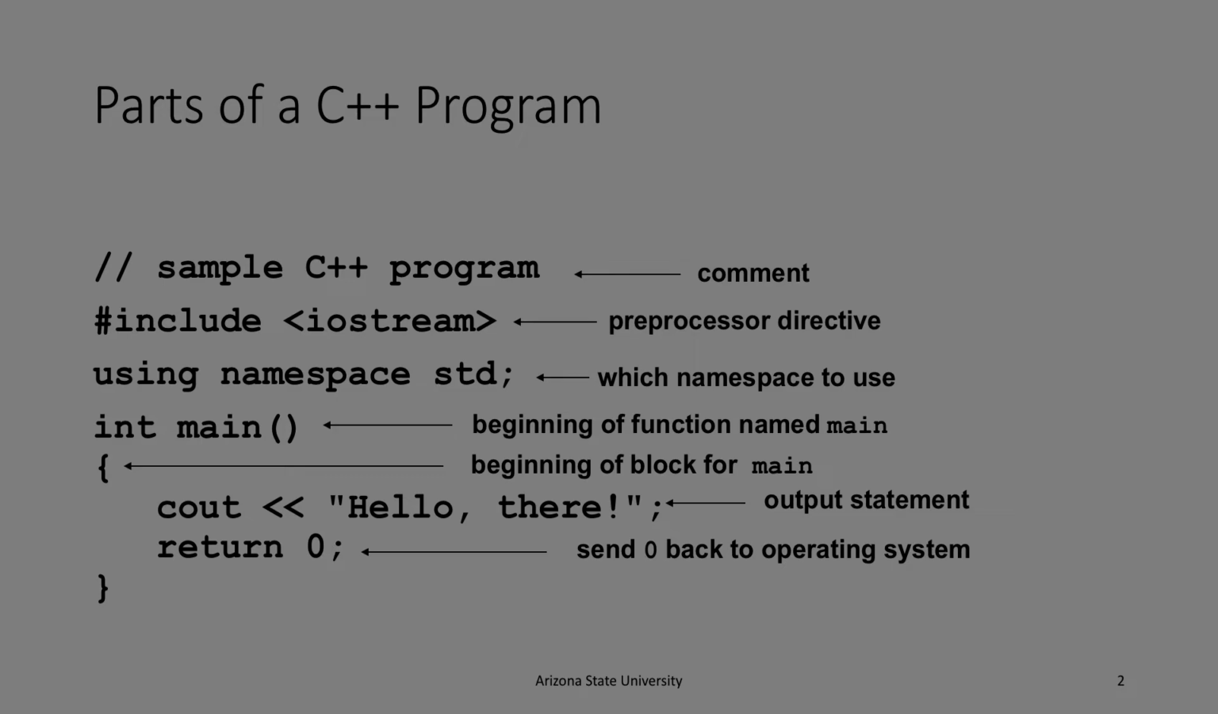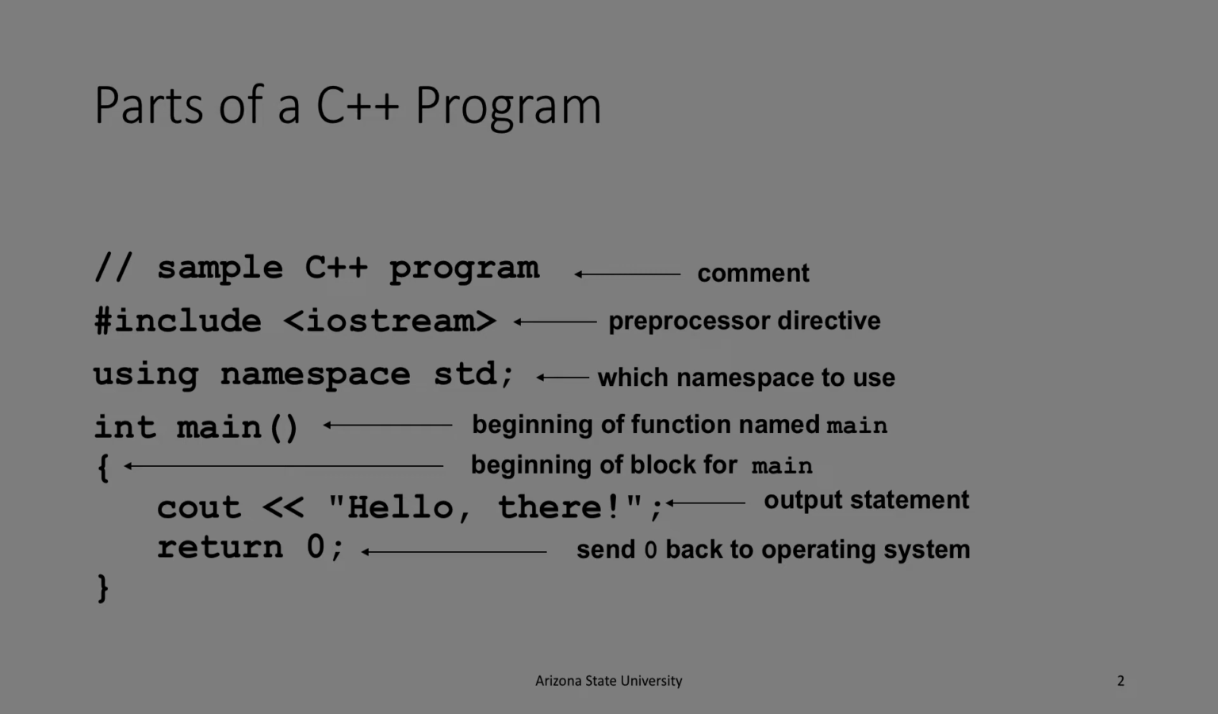And this line's also misleading. It says send 0 back to operating system. Anyone know what that does? Well, it was returning 0, but what is it? Why is that even there?